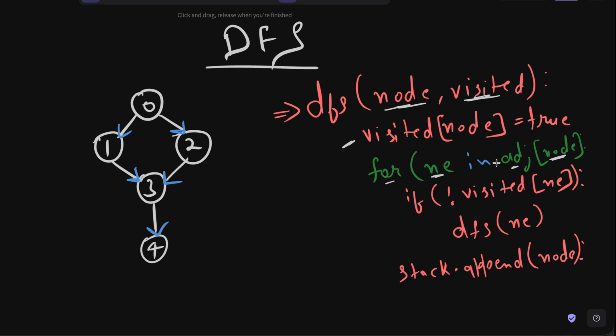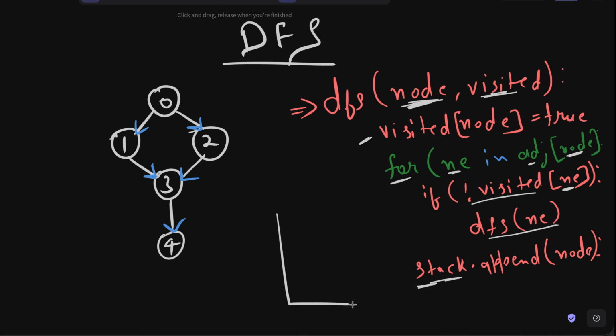So we will take all the neighbors for this node in the adjacency list and we will check if that particular neighbor has not been visited. If it is not visited, then we will run the DFS on this particular neighbor also. But if it is visited, we will simply skip it. And at the end, after the entire for loop completes, we will simply take the current node, this one, and place it inside of a stack. So it means we will have a stack like this.